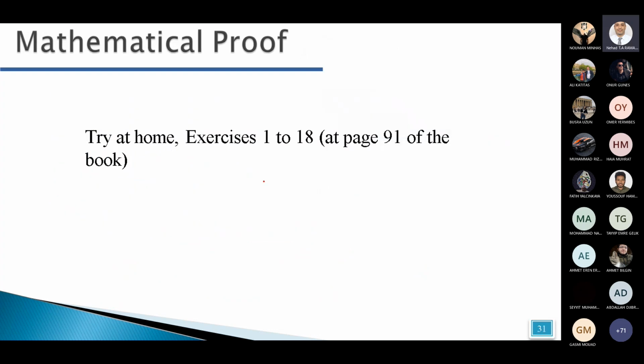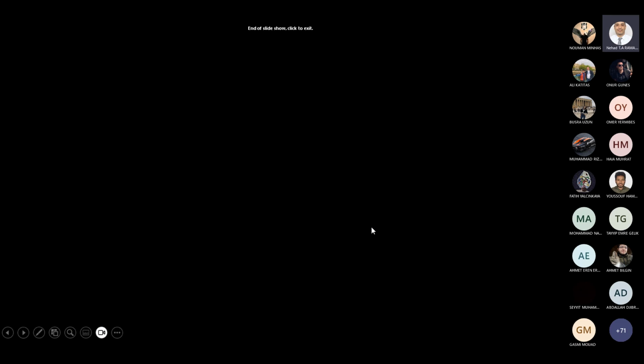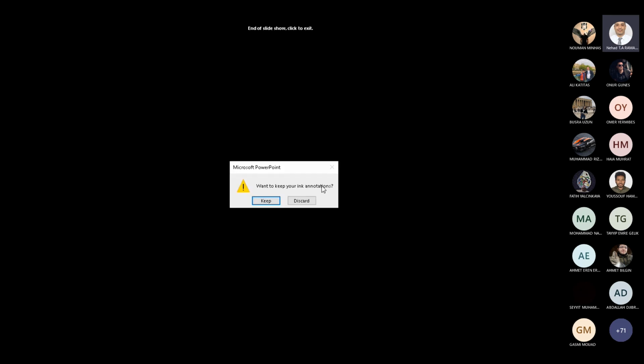You can try these exercises at home: exercises 1 to 18 from the book, page 91. This one must be from the previous lecture, actually.